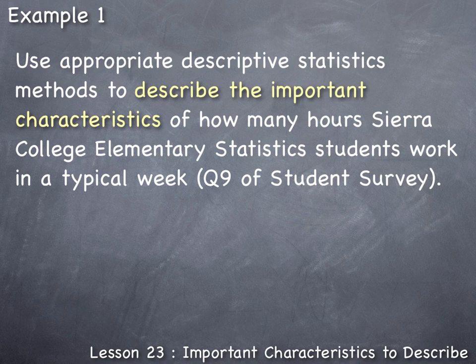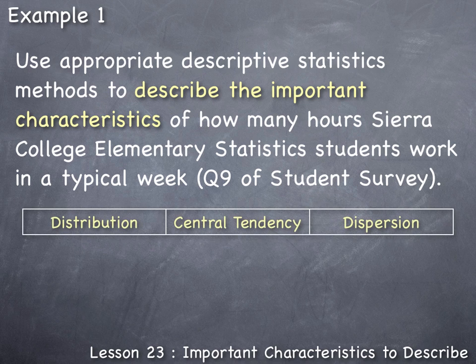So, to describe the important characteristics of data, we need to focus on the three important aspects. That is, the distribution, or shape of the data, the central tendency, or average of the data, and the dispersion, or variation within the data.